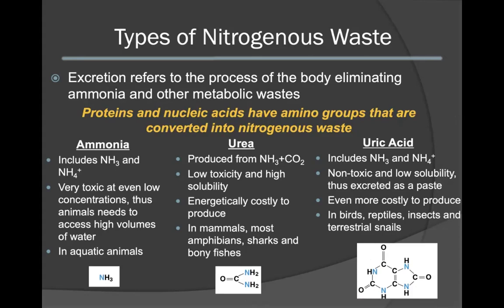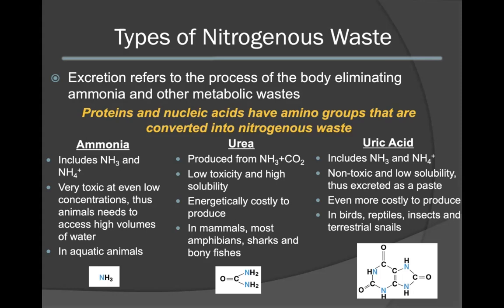Ammonia includes NH3 as well as the ammonium ion NH4+. Ammonia is considered to be very toxic even at low concentrations. As a result, this is present in most aquatic animals because animals, in order to produce ammonia, need to access high volumes of water.